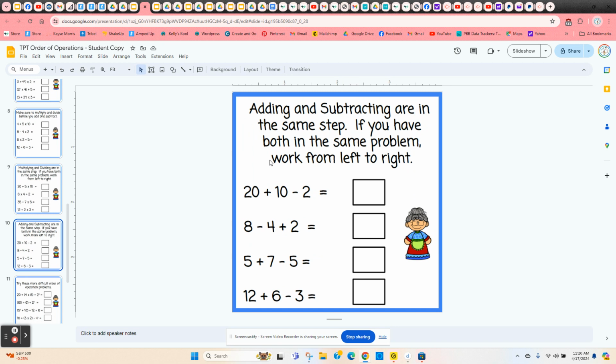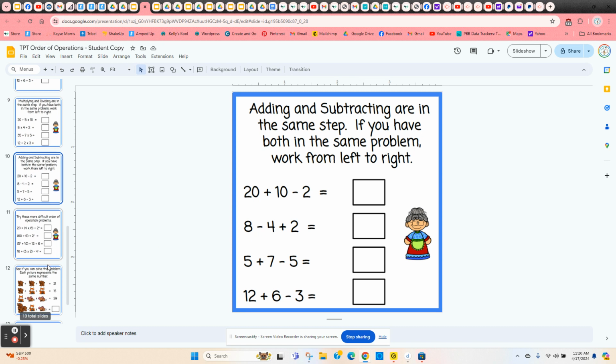Works the same for adding and subtracting. So they're going to add and subtract from left to right. So 3 of these problems they're going to add first, and then 1 problem they're going to subtract first.